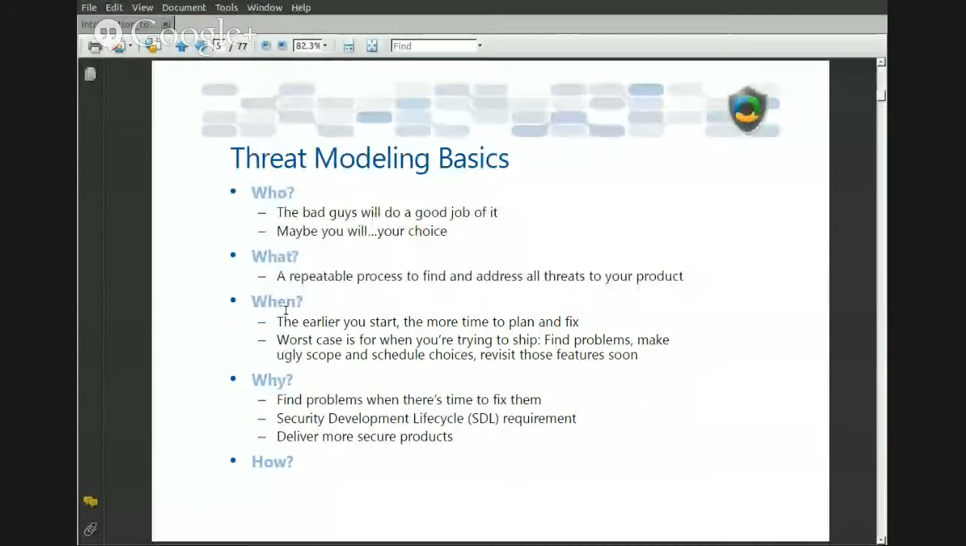Okay, and then you have why. Why is basically finding problems when there's no time to fix them, and the security development requirement is to deliver more secure products. This is why you want to do these items. If you find items up front, you have more time to fix them. If you find them at the last bit, now you have to go all the way back and see what else is affected, because sometimes when you add in a security mechanism, you can add more items for messaging and stuff like that.